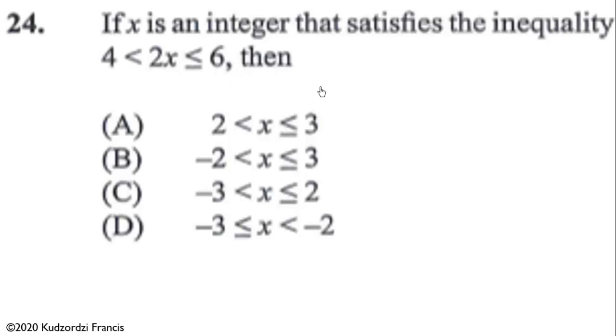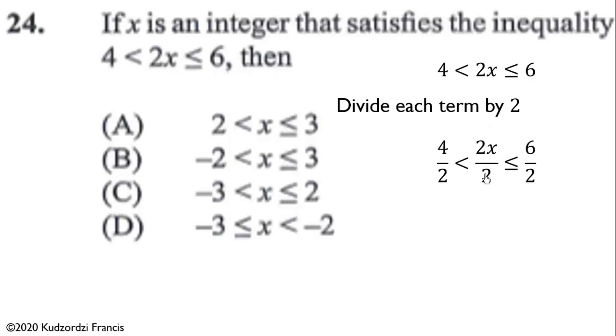If x is an integer that satisfies the inequality 4 is less than 2x is less than or equal to 6, then so the given inequality is this. We can reduce this by dividing through by 2. 2 is common to all of them, and that will give us 4 divided by 2, and 2x over 2, 6 divided by 2. So we need to simplify this. 4 divided by 2 will give us 2, and this will give us x. 6 over 2 is 3. Therefore the correct answer is A.